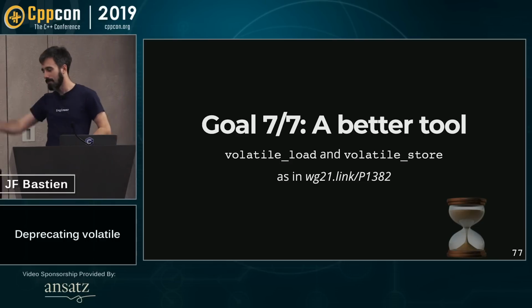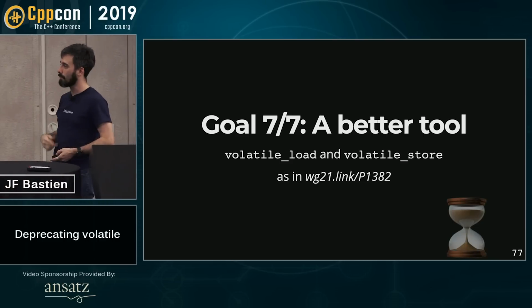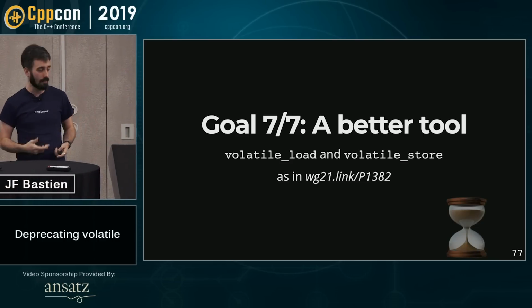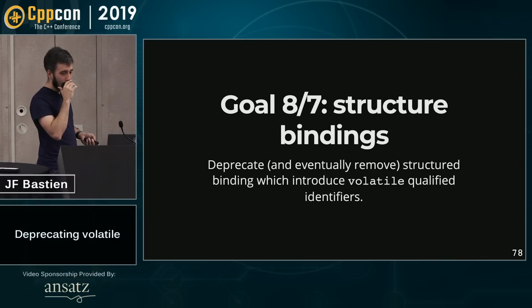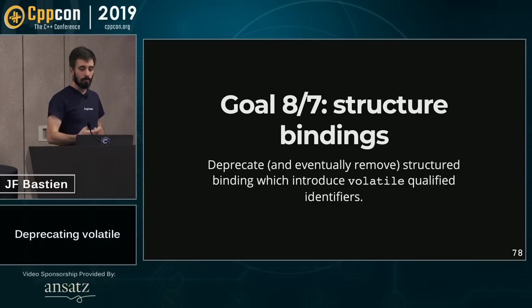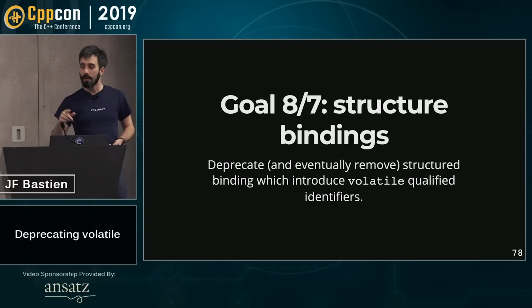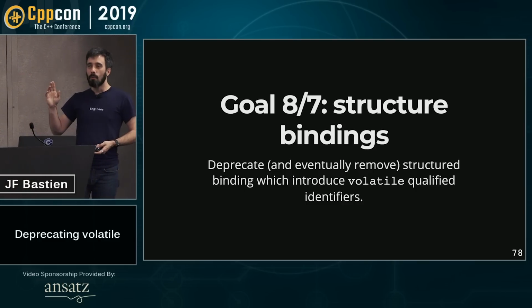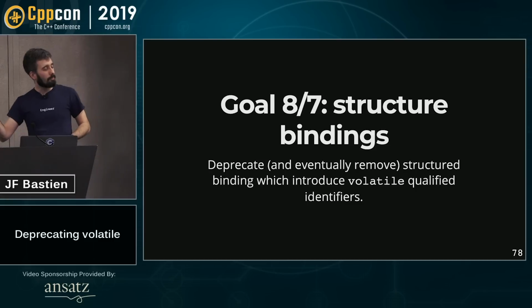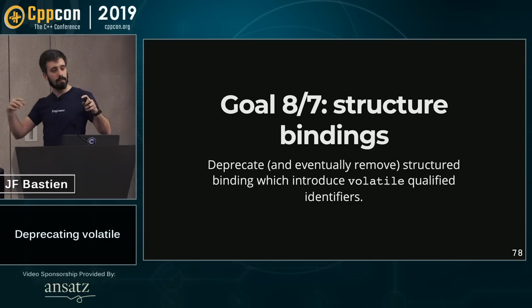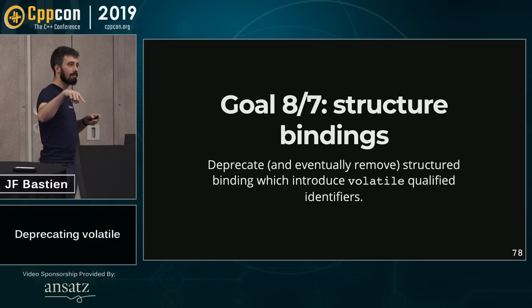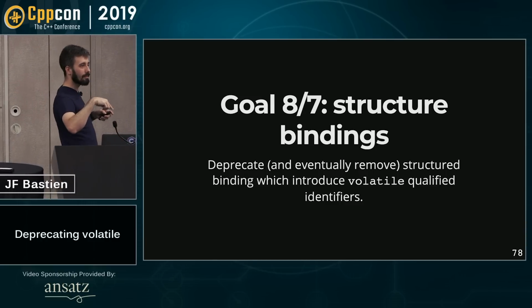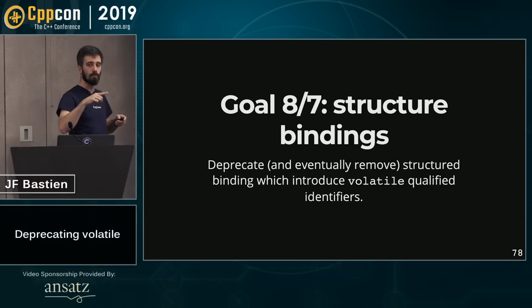Now, bonus goal. One thing I hadn't thought about when I was writing the paper that's kind of dead obvious in retrospect was, hey, structured bindings. So deprecate and eventually remove structured bindings which introduce volatile qualified identifiers. Does everyone know what a structured binding is? When you have the square brackets and you destructure a thing. Does that copy things? Does it create a reference? No, it doesn't, right? It just gives it a new name.